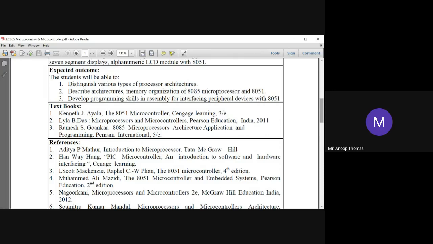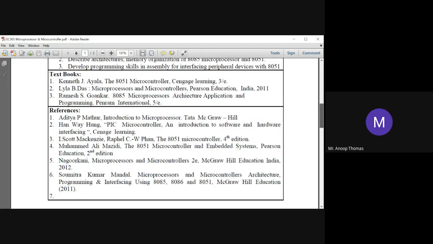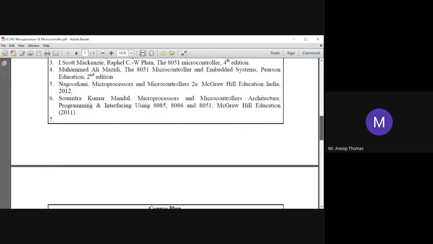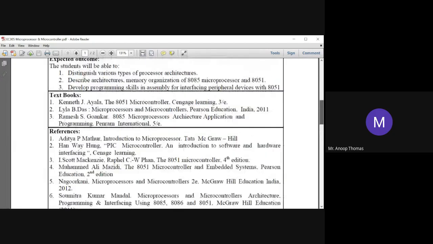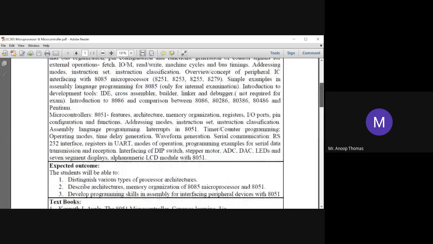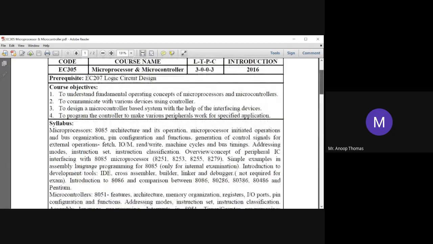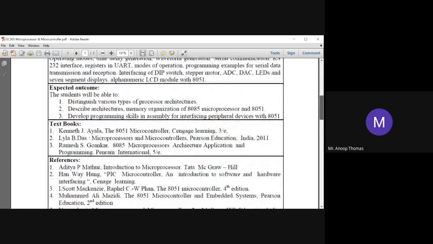There are other good textbooks from other authors. Mazidi is again a very good textbook. Again, a Nagoorkani based textbook is a very simple textbook. Mazidi is a standard textbook among the references which I made. There are other references as well which can be looked upon for further reference. So these are the major topics with respect to the syllabus of microprocessors and microcontrollers.